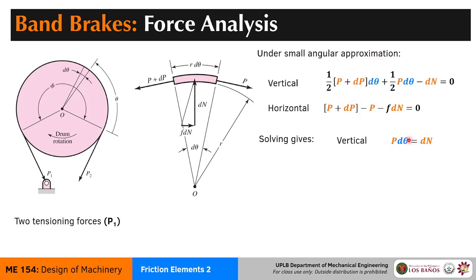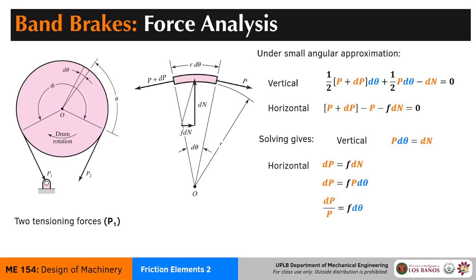So we will get the summation of force, or load P times d theta, is equal to the differential of the normal force. Now, if we interact with the horizontal summation of forces, we eventually get this. The differential of the belt load is equal to the friction factor times the differential of the normal force. To get a proper relationship, we just have to substitute what we obtained from the vertical summation, and then, of course, rearrange the equation.